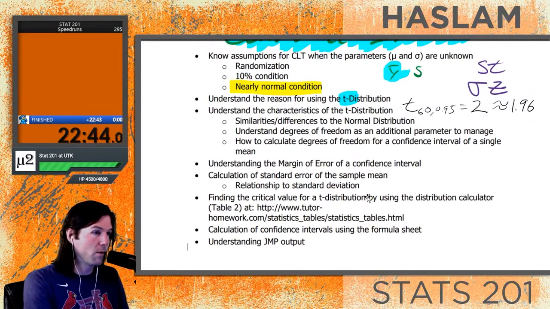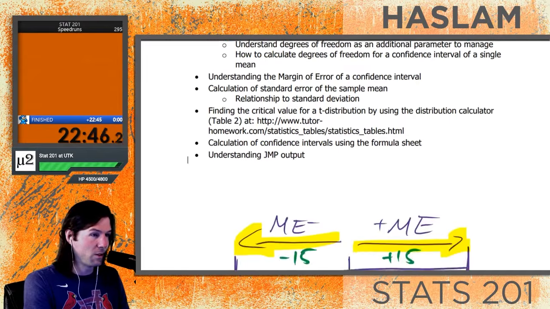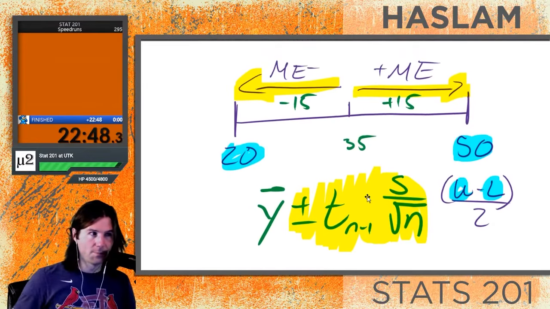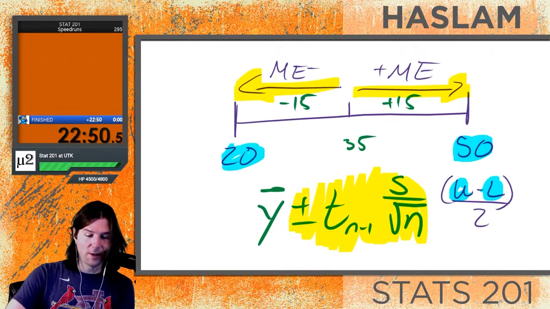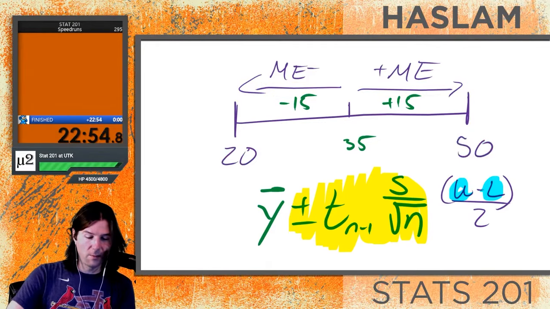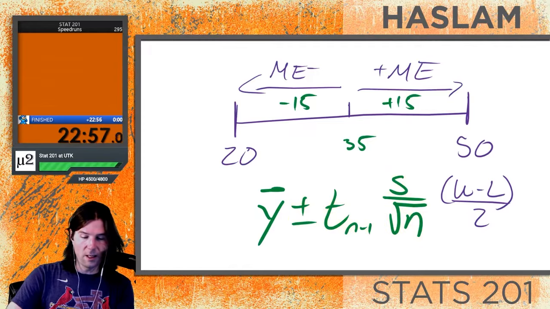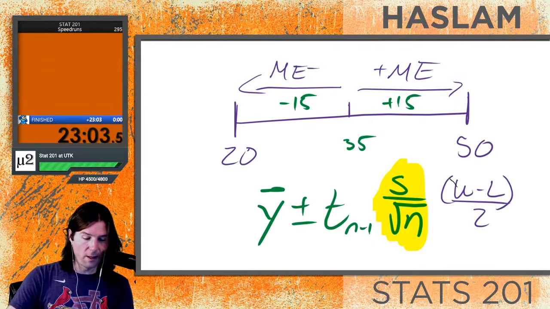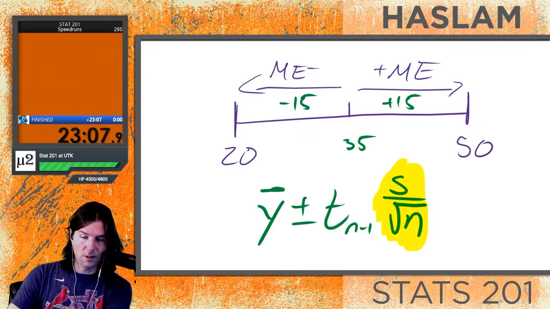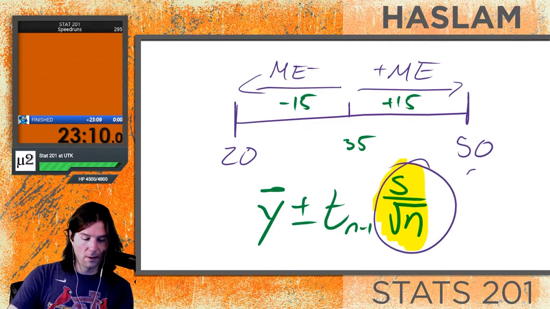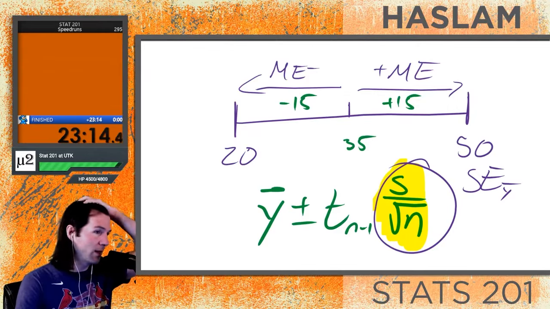Calculation of the standard error of the sample mean and its relationship to the standard deviation. See if you know what part the standard error is before I highlight it. The standard error is simply this right here. It's just the original standard deviation over the square root of n. That is the standard error of the sample mean, and it gets smaller as n increases.